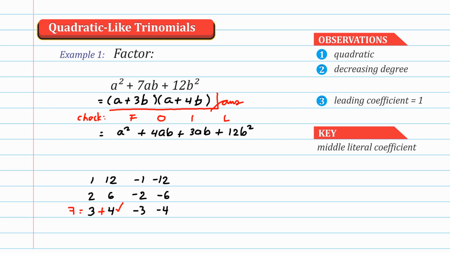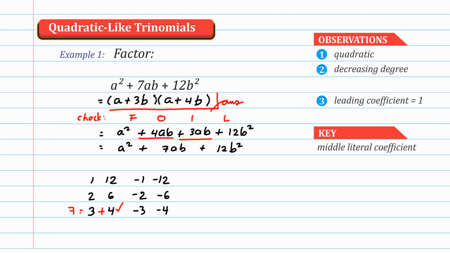Now, just like previous na mga sinosolve natin, outer and inner usually can be combined. In this case, they're like terms, they can be combined. So we have a squared plus 4ab plus 3ab is 7ab. And last, copy 12b squared, which is just equal to our problem here. So sigurado tayo na that's the answer.